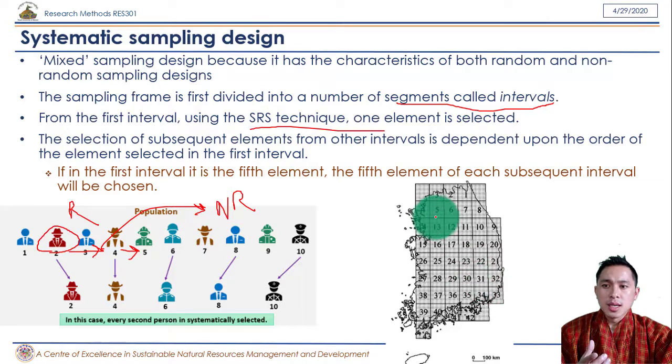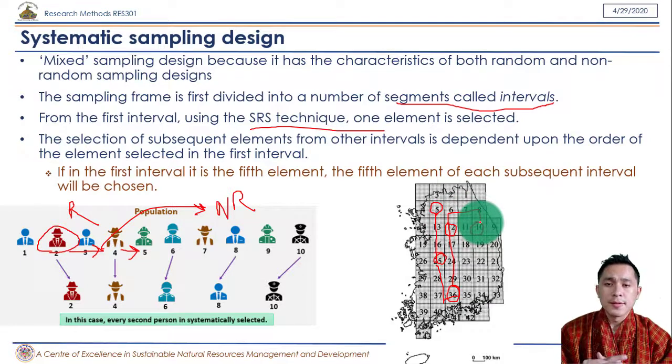Or if you want to choose 3 kilometers or 3 plots in between 2 sampling plots, then the first one is random and the second one is non-random. Again, the third one is non-random, the fourth one is non-random, the fifth one is non-random. So this kind of sampling technique was studied under the random sampling method, or sometimes under the non-random sampling method, because it has both aspects of random as well as non-random. But you have to know that because of this combination of both kinds of sampling designs, it's placed under mixed design.